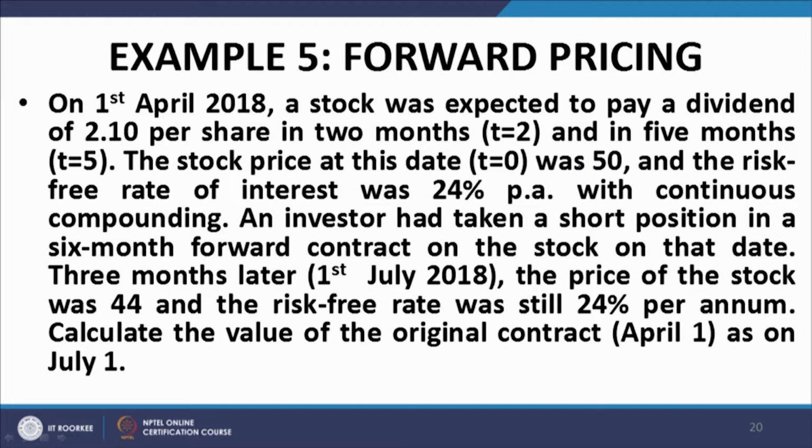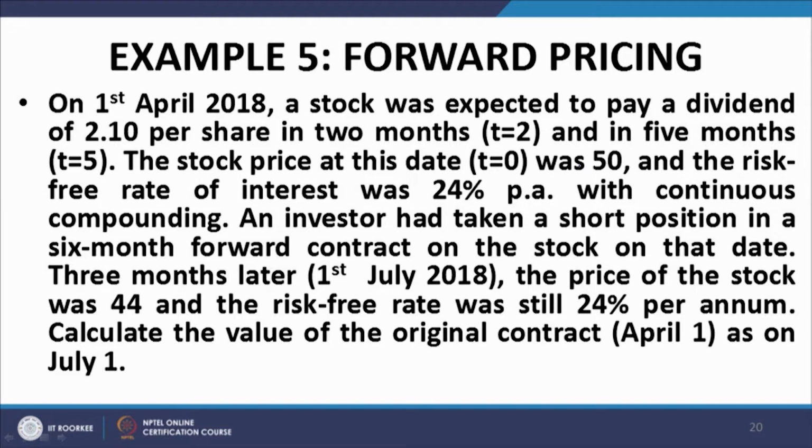2 months, and in 5 months the same amount, 2.10 at t equal to 2 months and 2.10 at t equal to 5 months. The stock price on this date, that is t equal to 0, was 50, and the risk free rate of interest was 24% per annum continuously compounded. An investor has taken a short position in a 6-month forward contract on the stock on that date. 3 months later, 1st January 2018, the price of the stock was 44 and the risk free rate was still 24% per annum continuously compounded. Calculate the value of the contract.